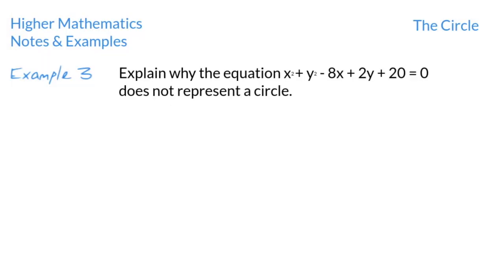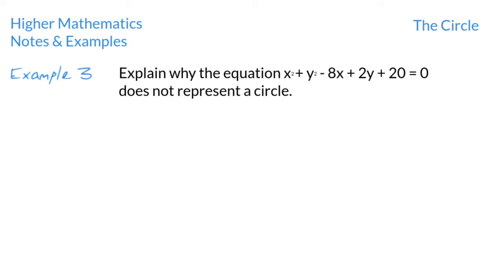Our final example, we're going to look at why a particular equation that we're given might not be the equation of a circle. So we have to explain why this equation does not represent a circle. Now, if we look at the equation, we might immediately see that if it were a circle, the center would just be the point (4, -1). So the center is not the problem.